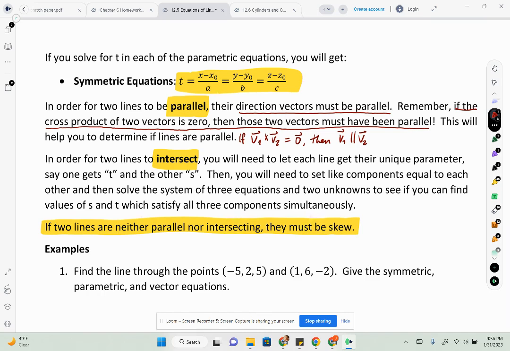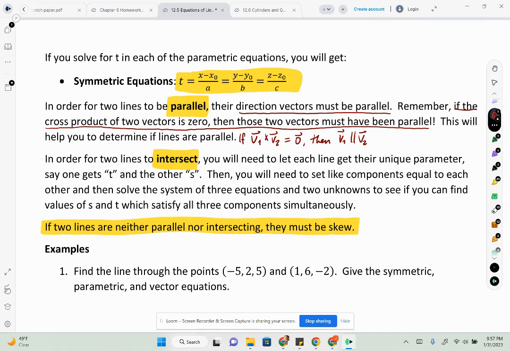Now, if we determine that two lines are parallel, then in a given question where we're being asked if the lines are parallel or intersecting or skew, if we just found that they're parallel, our work is done. But if we just found that they're not parallel, then we need to go on. We need to determine if the two lines intersect. So what we will do is we will give each line its own unique parameter. Remember the parameter word? That's the t.